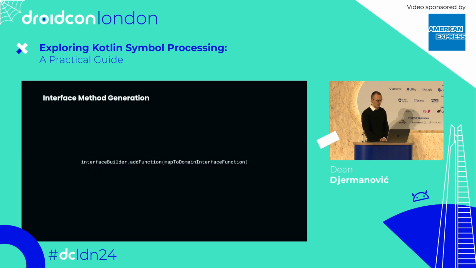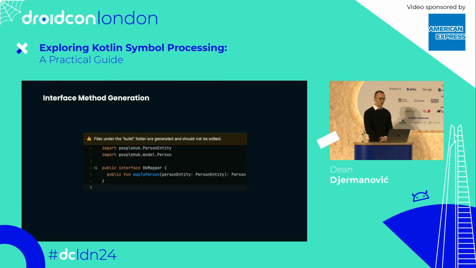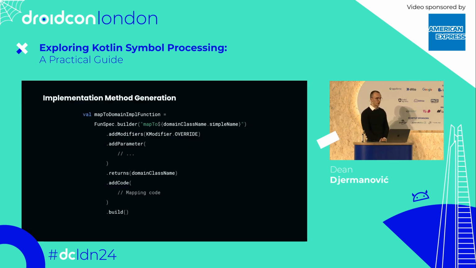When we have a FunSpec instance, we can add it to the interface by using the addFunction method on the interface builder. And if we build our code now and check the generated DbMapper interface, we are going to see that it has one map_to_person function. So we also have to add the same function to the implementation class as well. The code for that will be very similar, with two differences. The first one is that instead of using the abstract modifier, we have to use the override modifier, because the class function implements the function from the interface.